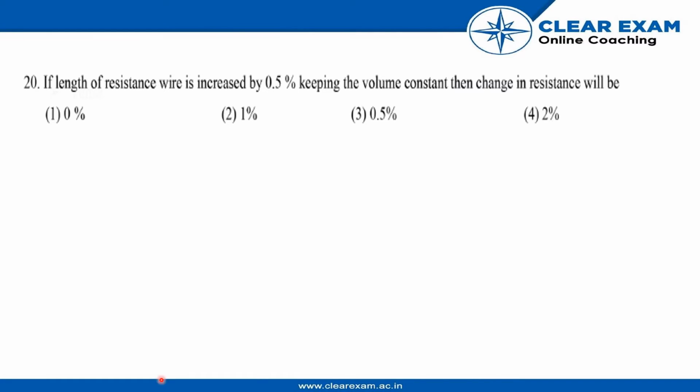So our question is, if the length of a resistance wire is increased by 0.5%, keeping the volume constant, then the change in resistance will be? So we will use the formula R equals rho L by A. Basically, we will multiply L in the numerator and the denominator also. This will be our next step after writing the formula, rho L by A.